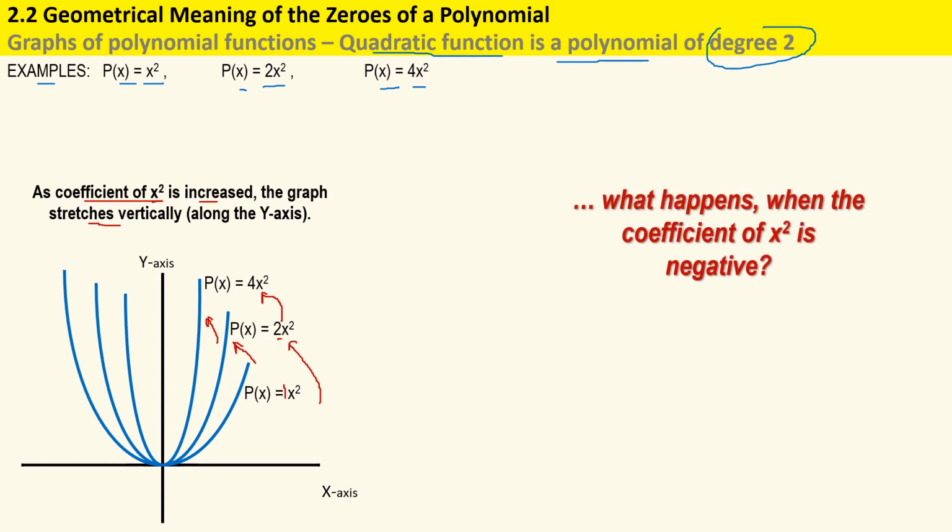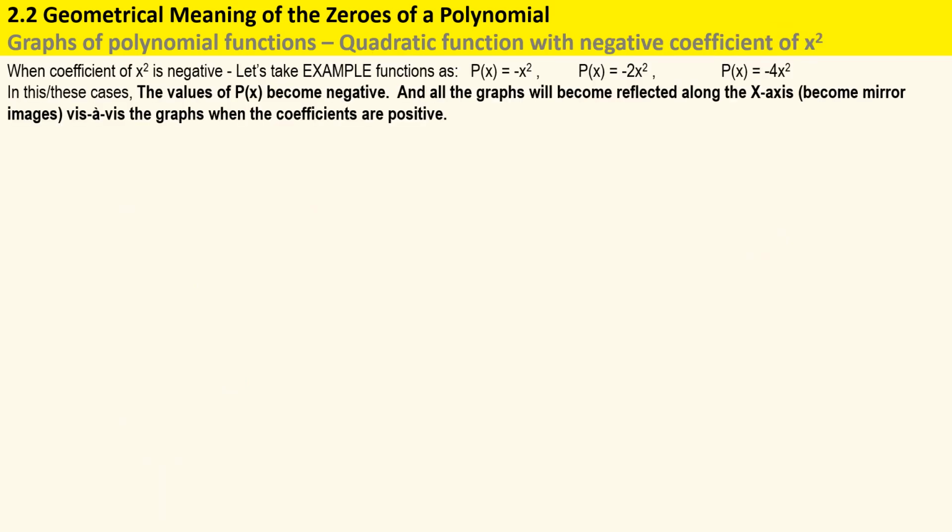But what happens when the coefficient of x square is negative? Because in all these three examples we have considered the coefficient to be positive. So here it is positive 1, here it is positive 2, here it is positive 4. But what happens when the coefficient of x square is negative? So let's see how the graphs look when the x square coefficient is negative. For that case, let's take examples p(x) = minus x square, p(x) = minus 2x square, and p(x) = minus 4x square.